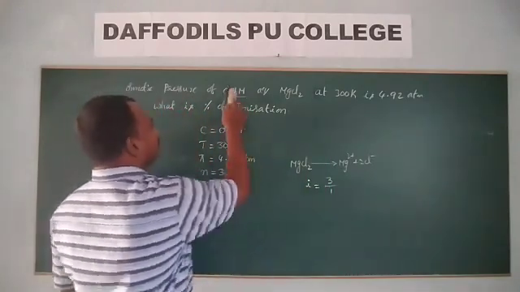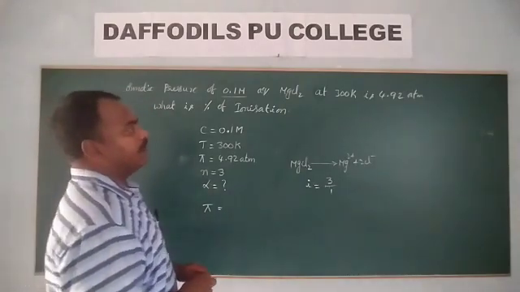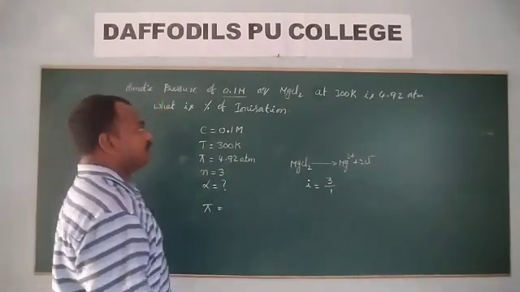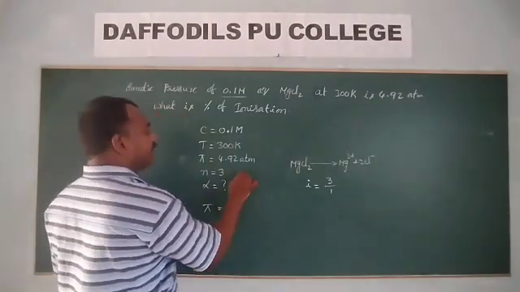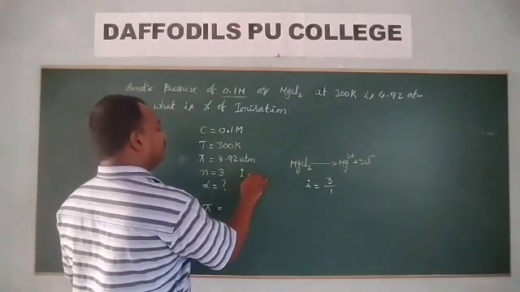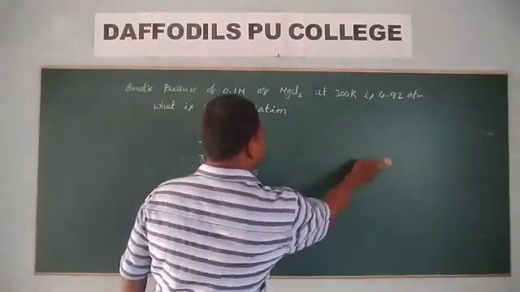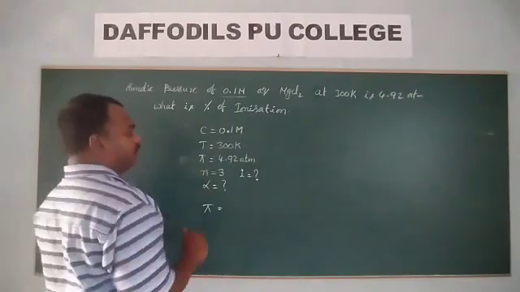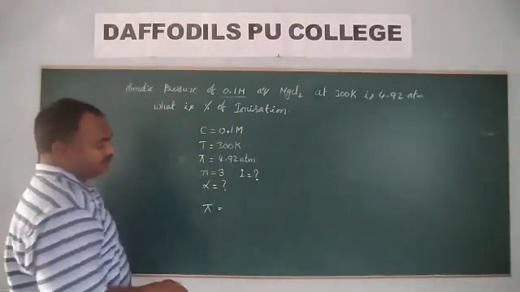But in the problem, they will give you only 0.1 m magnesium chloride. So in such cases, you have to identify the i. Don't take this dissociation process. So first find out the i. After that, we will calculate the alpha.